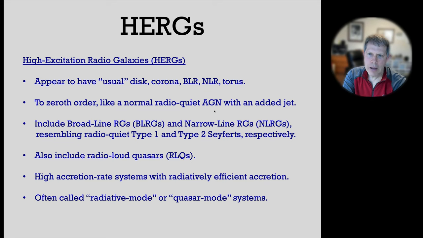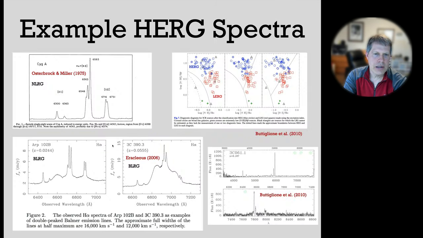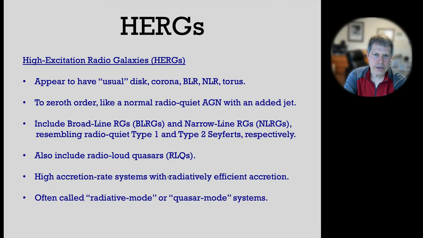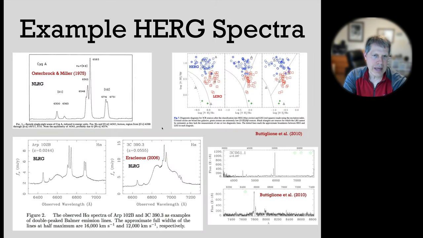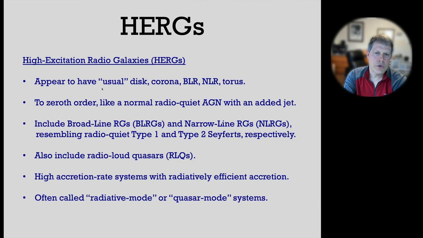Now, these high excitation radio galaxies can be further broken down into broad-line radio galaxies, BLRGs, and narrow-line radio galaxies, NLRGs. These resemble the radio-quiet type 1 and type 2 Seyfert galaxies. The broad-line radio galaxies are ones like these down here that I'm pointing at that have these nice broad BLR lines, just like what you see for the type 1 radio-quiet AGNs. And the narrow-line radio galaxies, the ones where you only see the narrow-line emission, are like the type 2 Seyfert galaxies, like Cygnus A over here. So they break down that way.